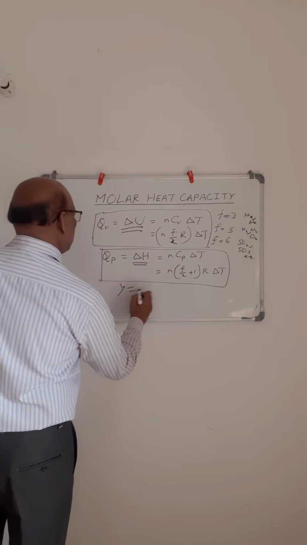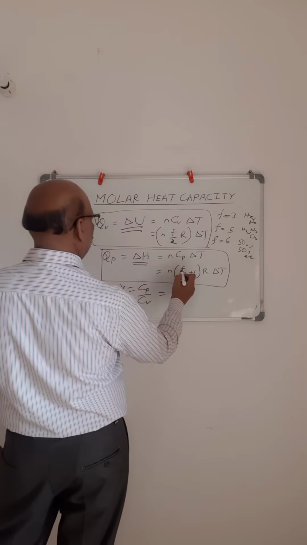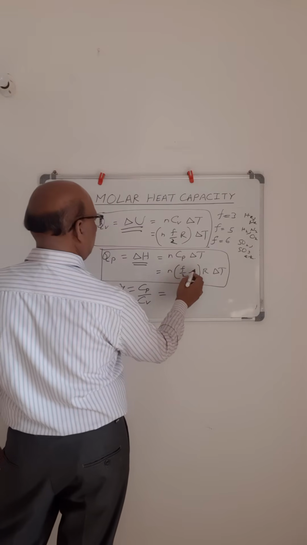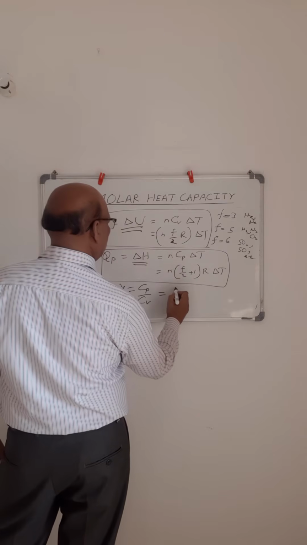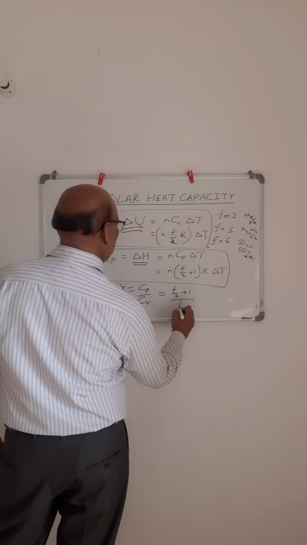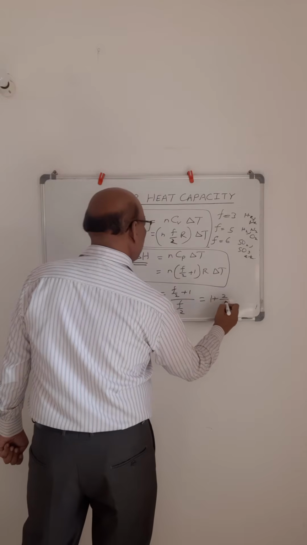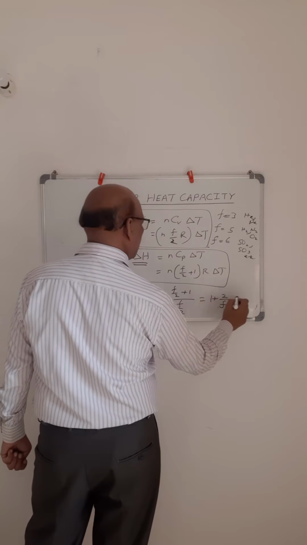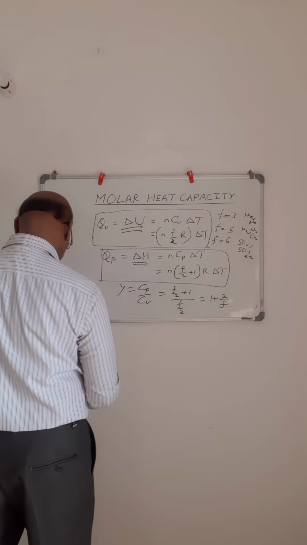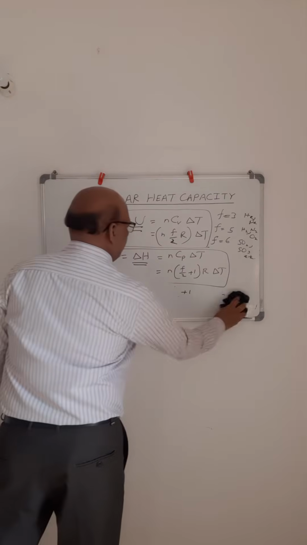And gamma, we know it is Cp by Cv, and this can be written as Cp, that is (F by 2 plus 1), divided by Cv, that is F by 2. For this we can write 1 plus 2 by F. So this is the formula for gamma, which you can note down. So gamma is equal to 1 plus 2 by F, where F is the number of degrees of freedom that depends on the nature of the gas.